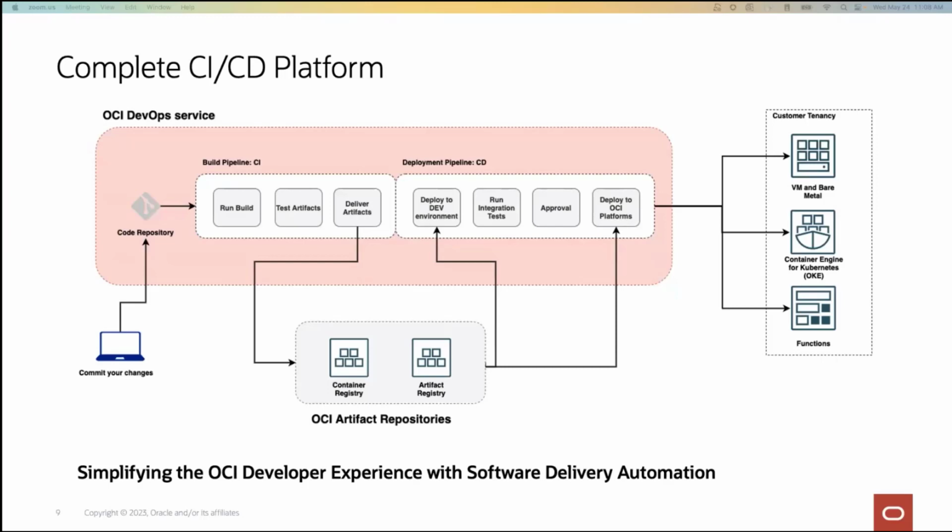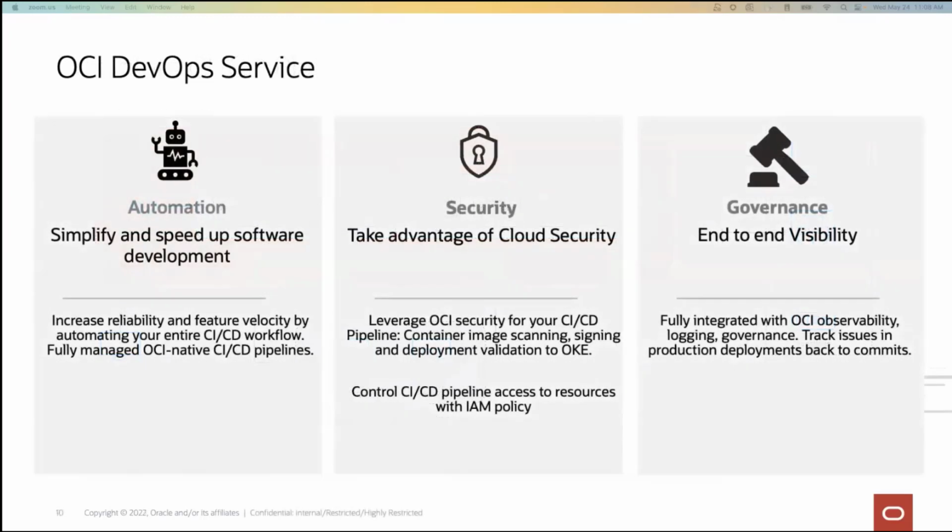So that being said, let's discuss a little bit more about the OCI DevOps service and its benefits. The reason why we are all here is because we want that level of automation, right? You want to simplify and speed up your software development. The main reason is that you want to eliminate manual error-prone methods of application integration and deployment and increase the reliability of operations. You want to release features very quickly, at a rapid pace. So you want to automate your entire CI/CD workflow.